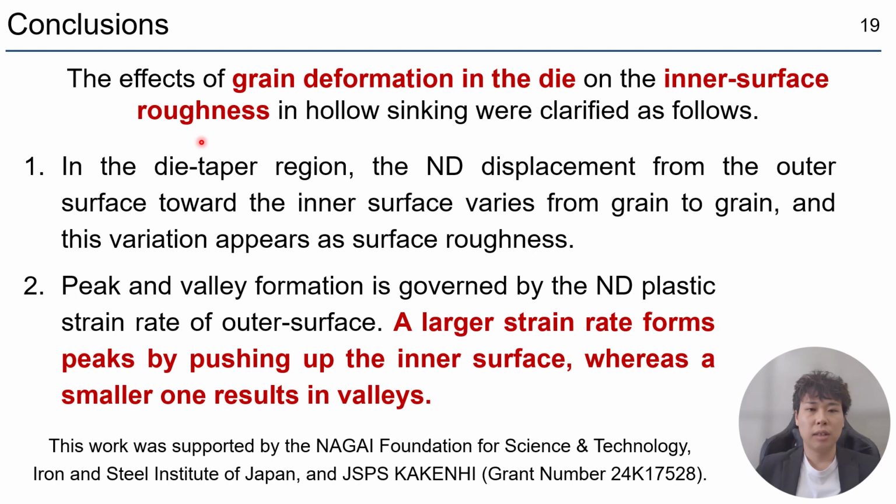Finally, conclusions. In this study, the effect of the grain deformation in the die on the inner surface roughness in hollow tubing was clarified as follows. First, in the die taper region, the ND displacement from the outer surface toward the inner surface varies from grain to grain, and this variation appears as the surface roughness. Peak and valley formation is governed by the ND plastic strain rate of the outer surface. A larger strain rate forms a peak by pushing up the inner surface, whereas a smaller one results in valleys.